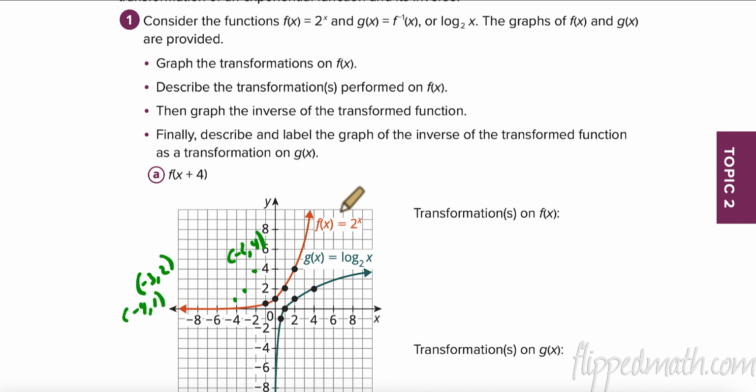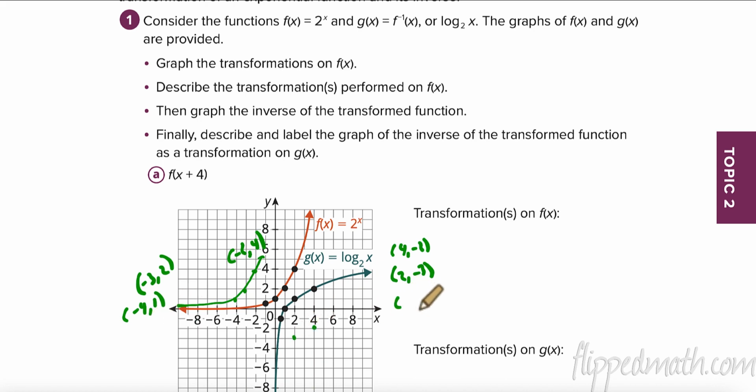All right. Now let's use these new points. We could keep going, we obviously don't need to, right? Let's graph the inverse. Remember, inverse, x becomes y and y becomes x. So negative 2, 4 is going to become 4, negative 2. Negative 3, 2 is going to become 2, negative 3.